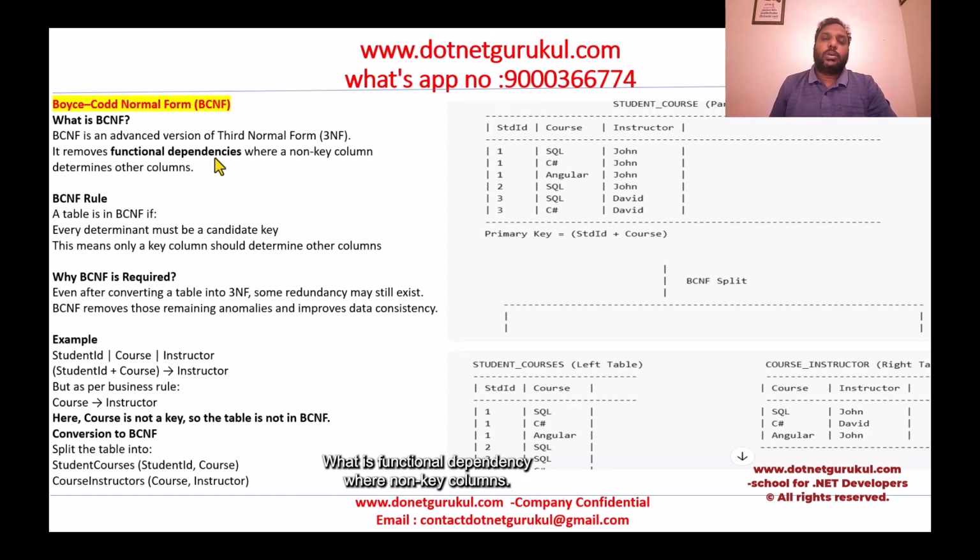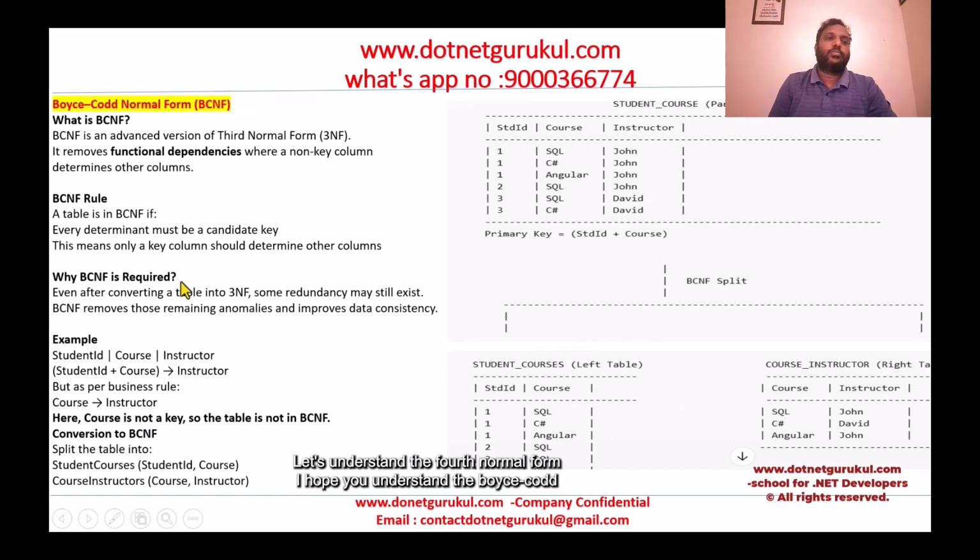Non-key columns should not define another column's values. Okay, so that's the functional dependency. Once you apply this particular rule, I can split this particular table into multiple tables, in two different tables.